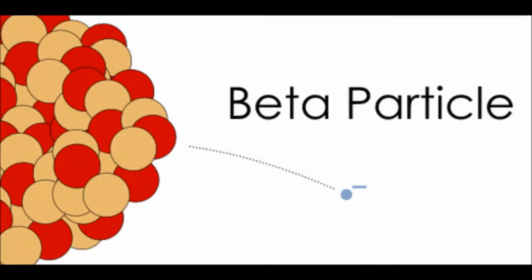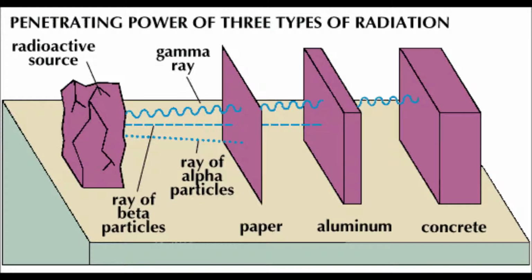Phosphorus 32 emits beta particles. Its penetrating power is medium and can penetrate through skin or paper. It is absorbed by a layer of aluminium, wood or plastic.